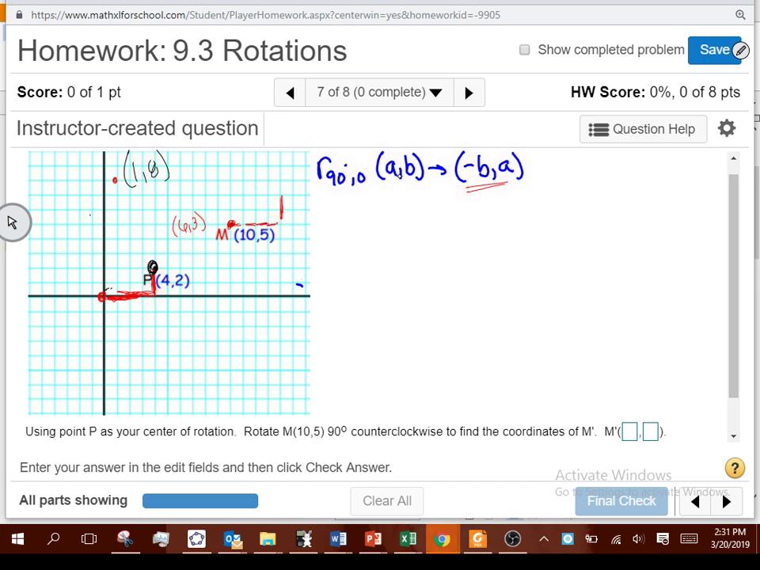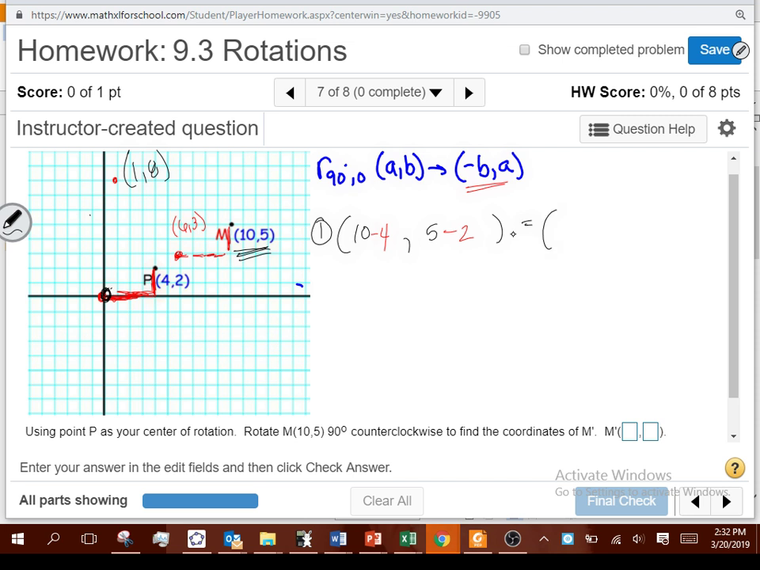So I want to keep that idea in mind and go through this process. Yesterday we started with the point that we wanted to rotate, (10, 5). And I told you you're going to subtract away your center of rotation: subtract away 4 and subtract away 2 from the respective x's and y's. What that process is doing is taking this point here and moving it to the origin, and taking this point here and moving it to (6, 3). Does that make sense, everybody?